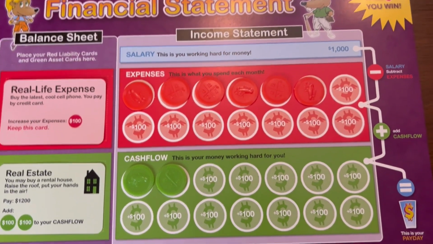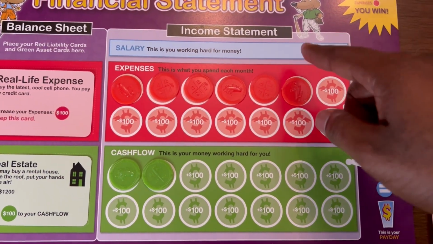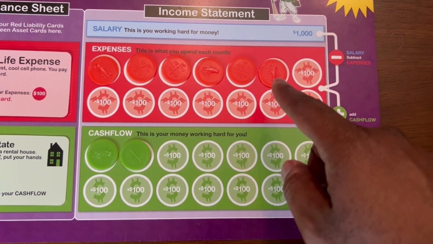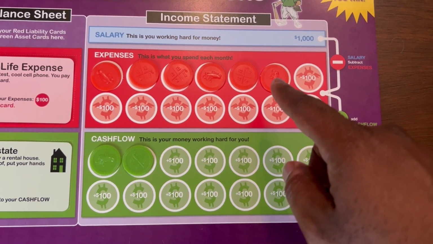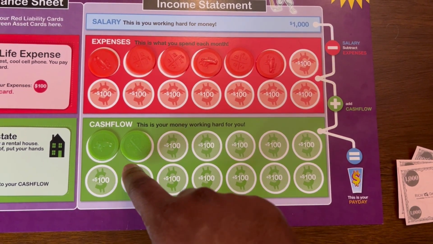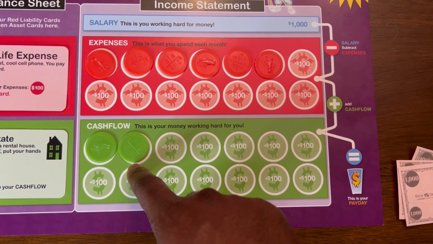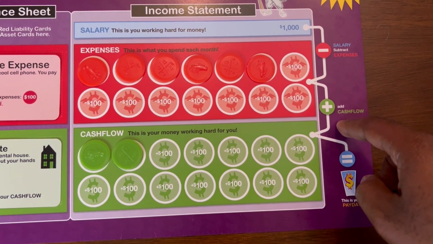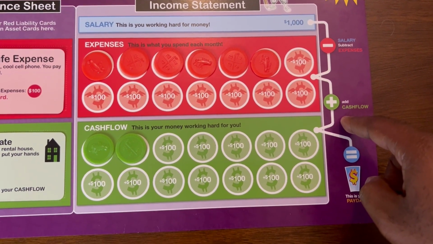So now if I hit a payday, I go $1,000, subtracting $600 of expenses, which puts me at $400. And then I add my $200 in cash flow, and that puts me back up to $600.